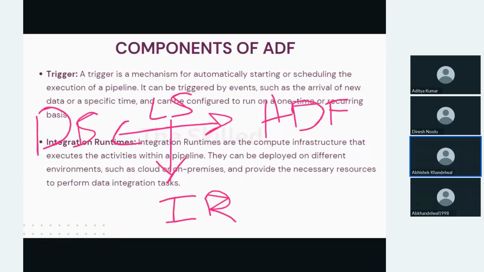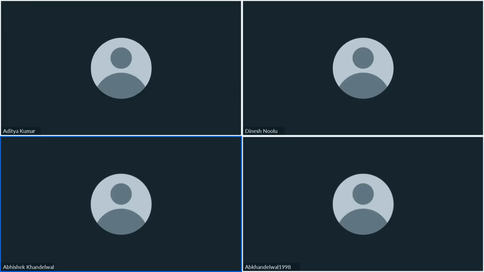Integration runtime is a platform where all the copy activities happen in the ADF. Whether it is cloud to cloud data movement or on-premise to cloud movement, everywhere we want an integration runtime. So what is integration runtime? Again, it is a compute infra where all the activities of our ADF are executed.